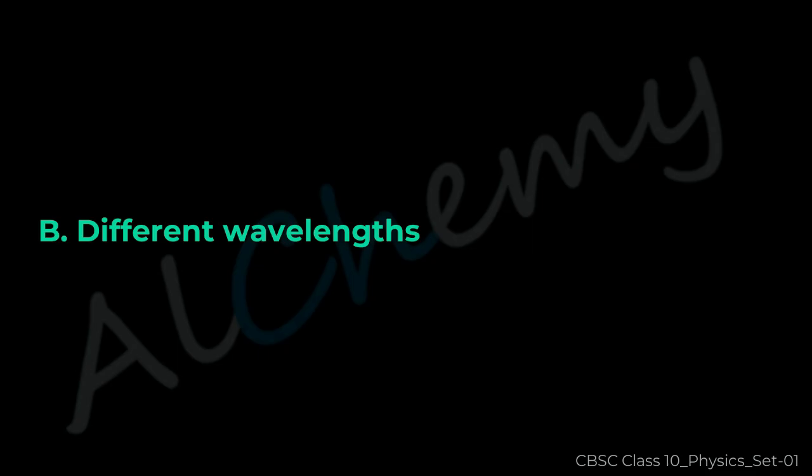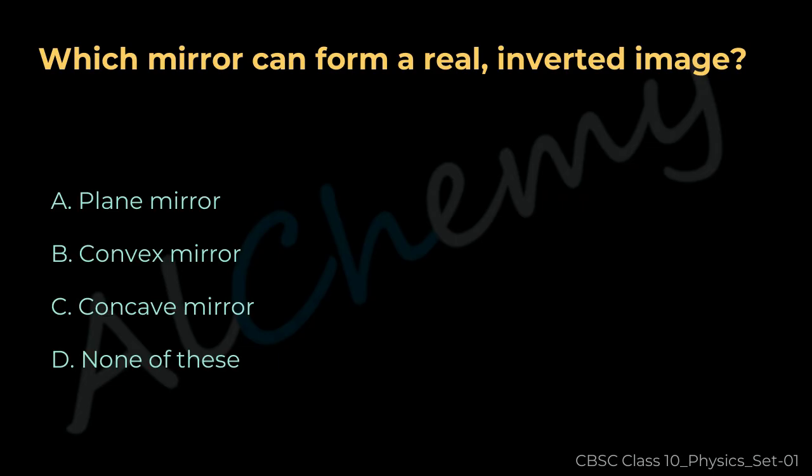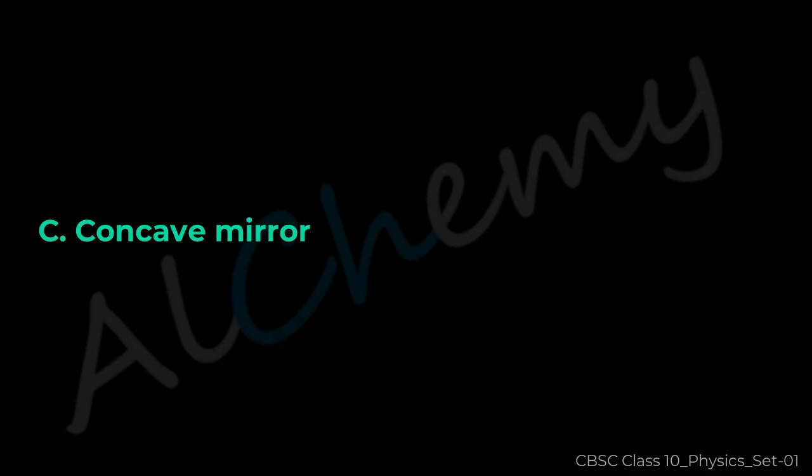Different wavelengths. Question 21. Which mirror can form a real, inverted image? A. Plane mirror, B. Convex mirror, C. Concave mirror, D. None of these. The correct answer is C.